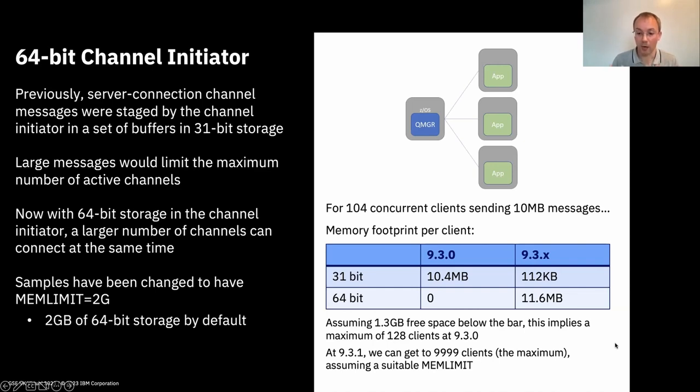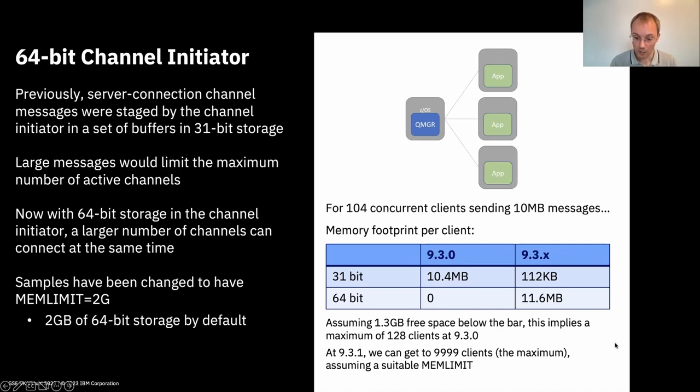which provides a cap on how many channels you can support coming in, because you've only got so much storage free below that bar line. With 9.3.1 and beyond, where we've got support for using above the bar storage, the majority of those buffers are now defined above the bar, so we're using a much smaller amount of storage in the 31-bit space, which then means that we can now support much larger numbers of channels coming in.